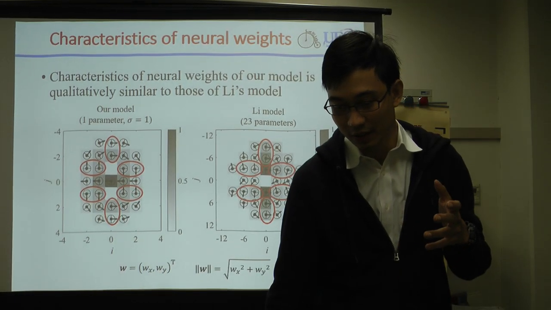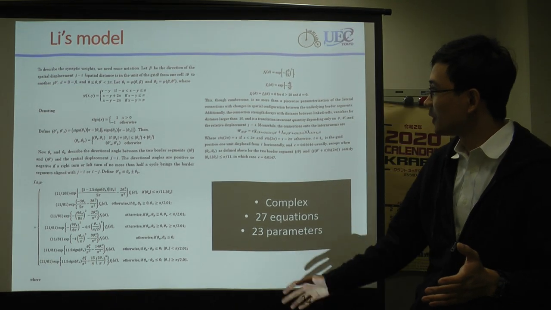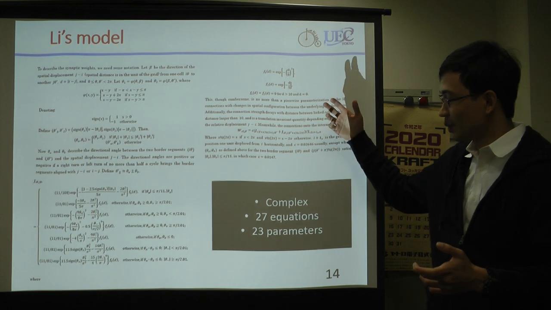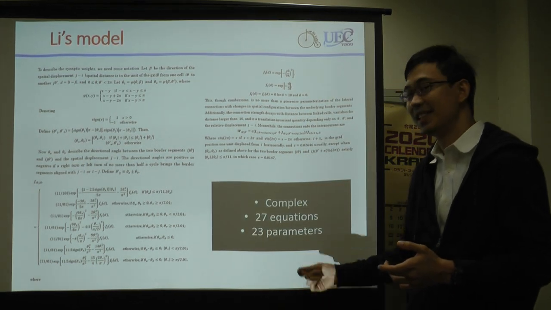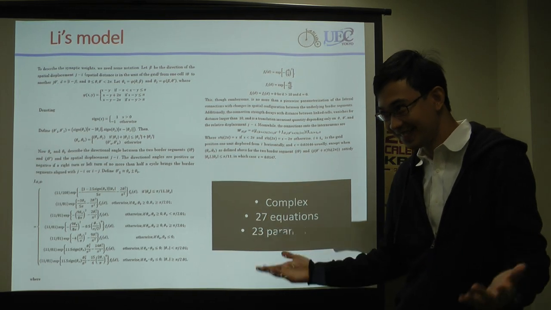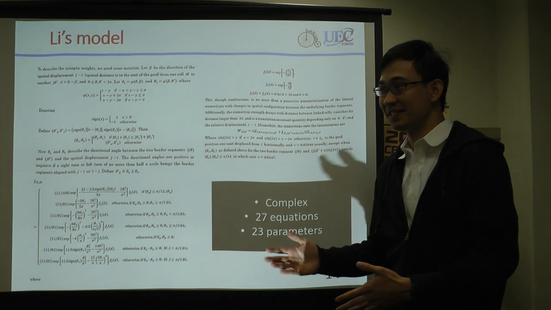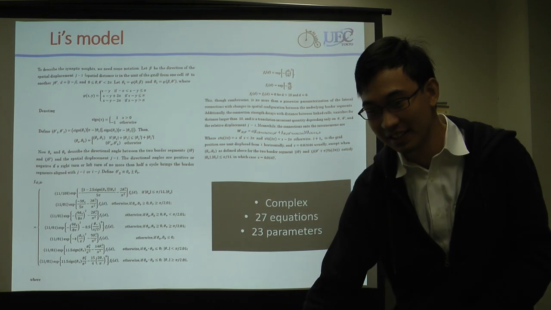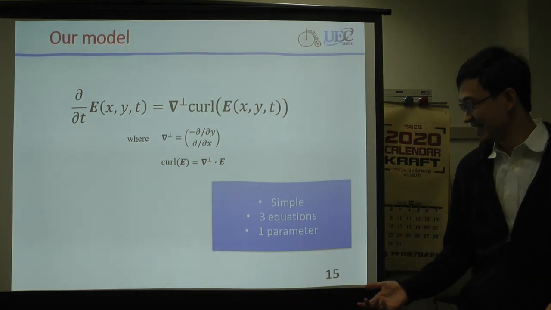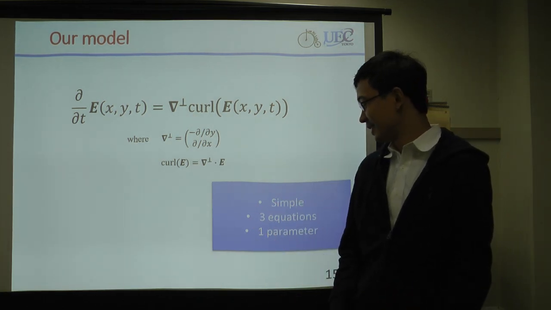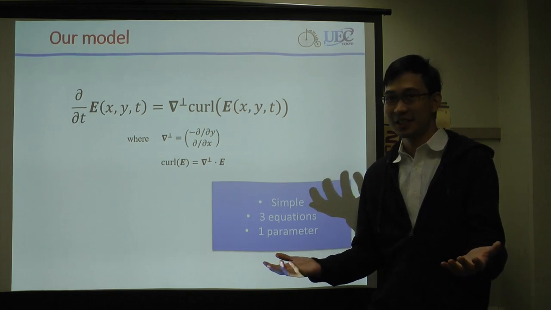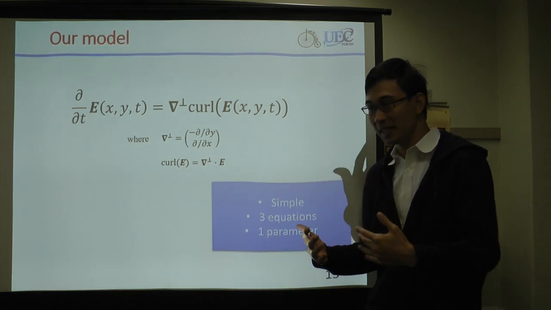Let's take a look at Lee's model. You can see it is very, very complex. 27 equations, 23 parameters. It speaks for itself. However, let's take a look at our model. Simple. Three equations, one parameter. You can be the judge of which might be a better model.